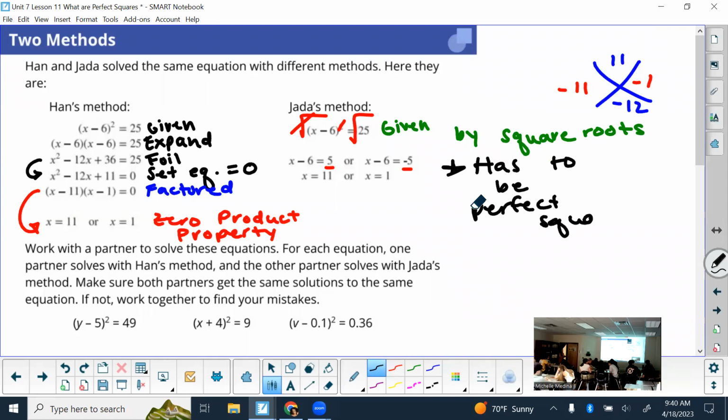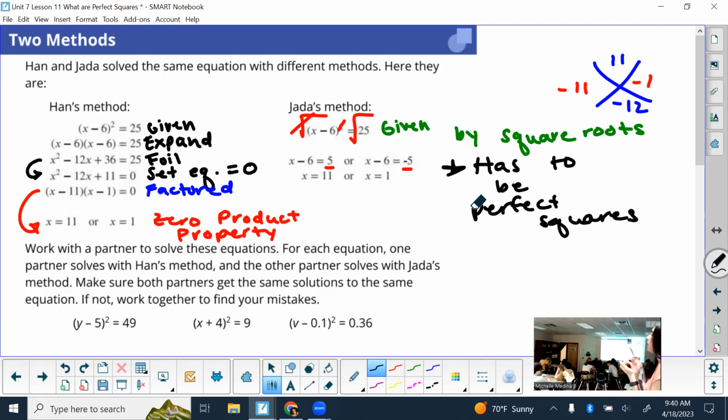Questions on that? Still both a logical method, but it would have to be perfect squares on each side. So that's all I wanted to show you on this one. Questions on lesson 11?